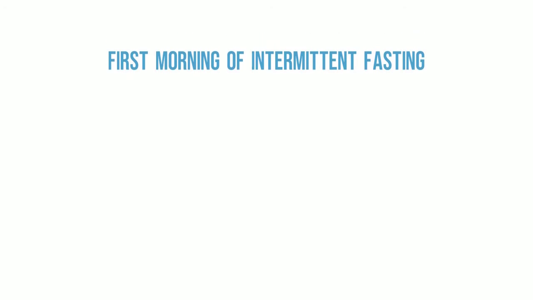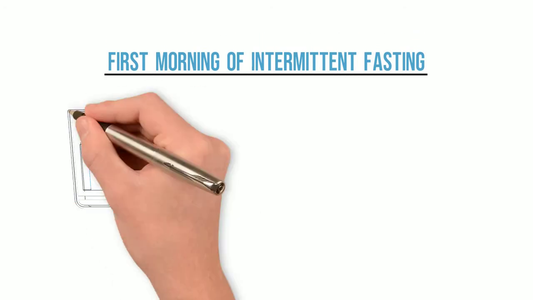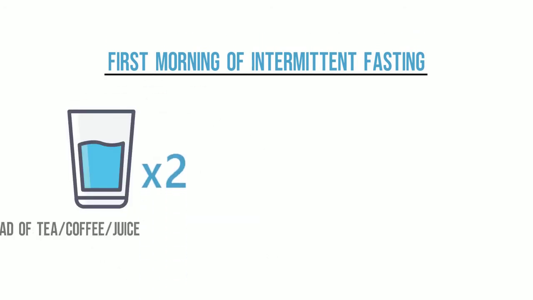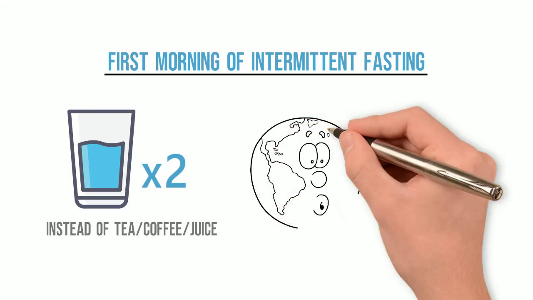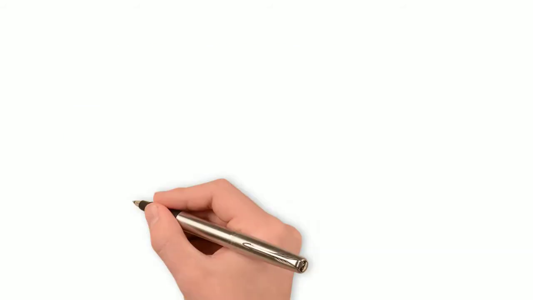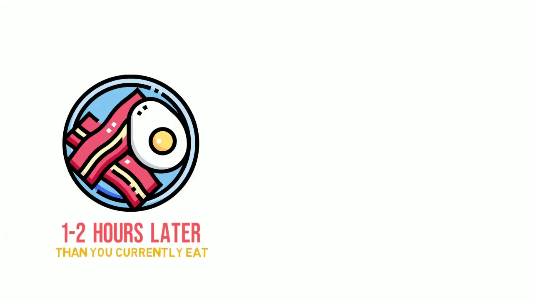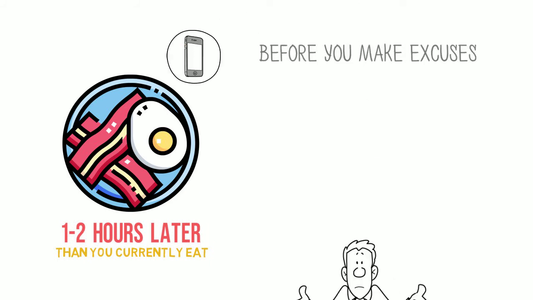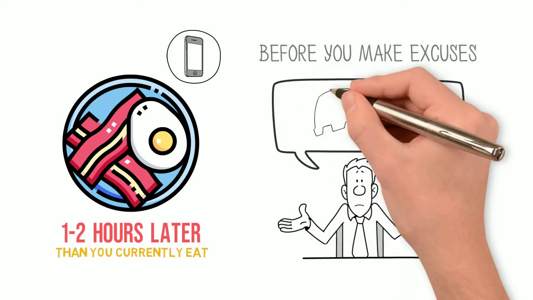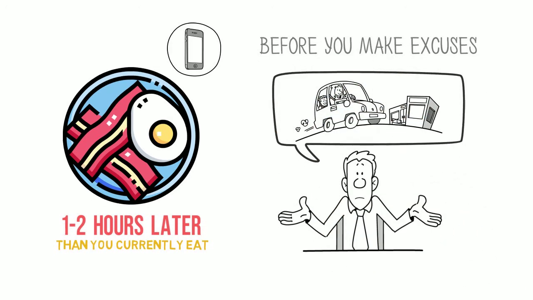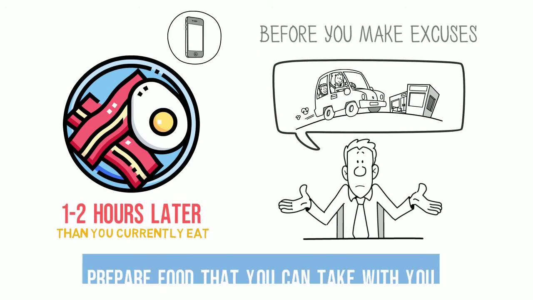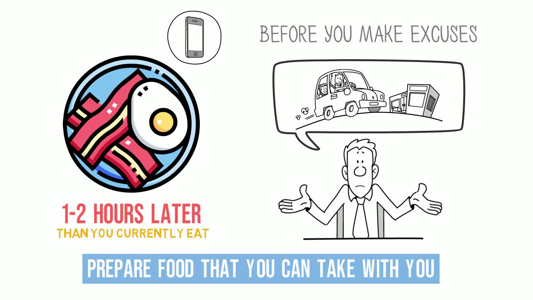On the first morning of intermittent fasting, you're going to start your morning with 2 cups of warm water instead of tea, coffee, or juice, if that is your current habit. We'll explain later why that is important. Next, you set your breakfast 1 to 2 hours later than you currently eat. You should also set an alarm on your phone. Now, before you make excuses that this is not practical because you must leave for work or drop the kids off to school, you simply have to prepare food that you can take with you and eat later.